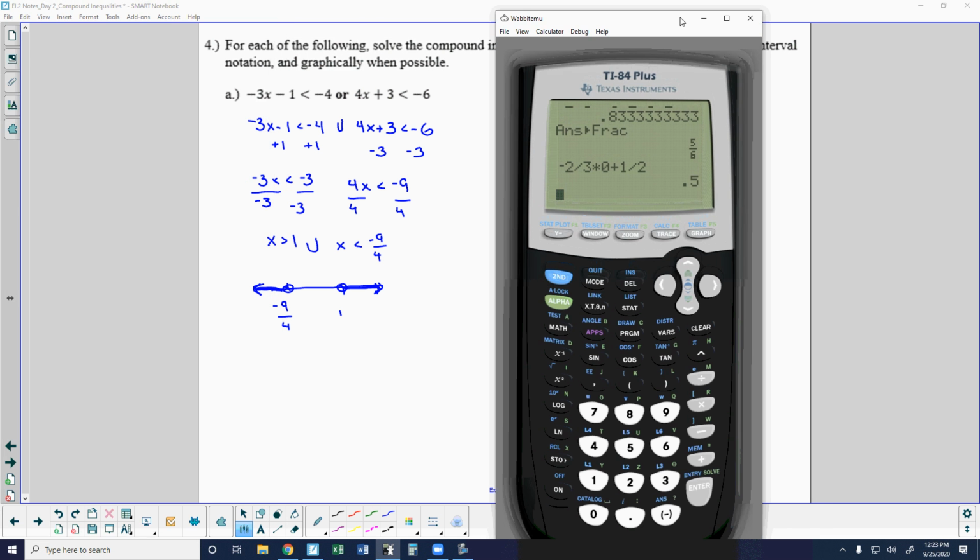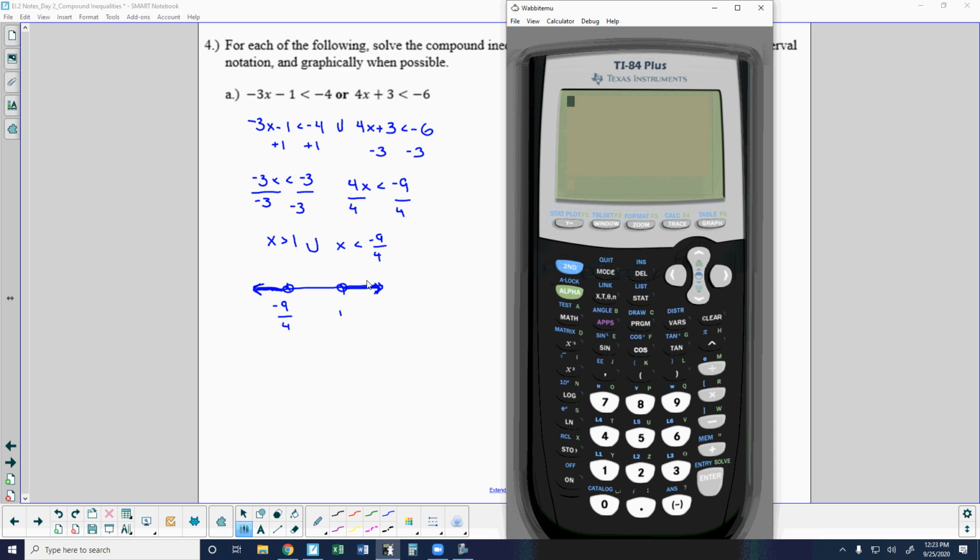If we want to check this, we could see if some specific numbers work. So let's try the number 2. The number 2 is greater than 1, so it would exist in this shaded region. So if I go back to my original equations, I'm going to put in 2 for x. And that does satisfy this first part. So it would say -7 is less than -4. That would work.